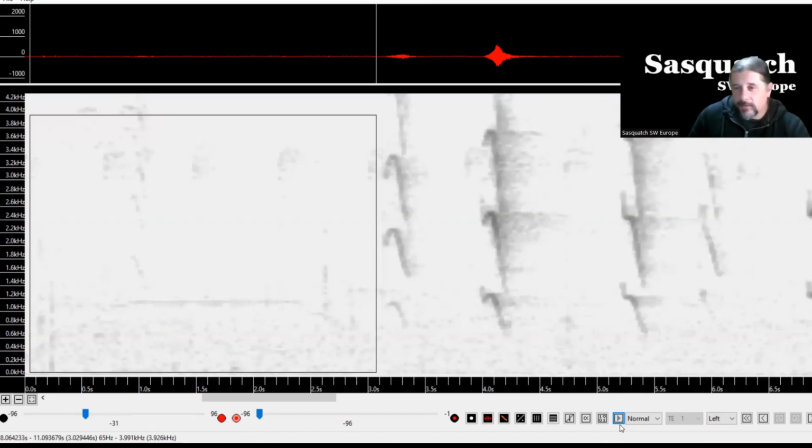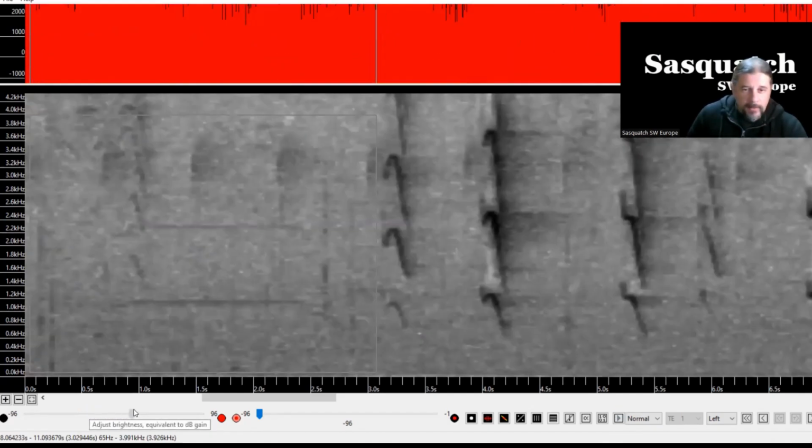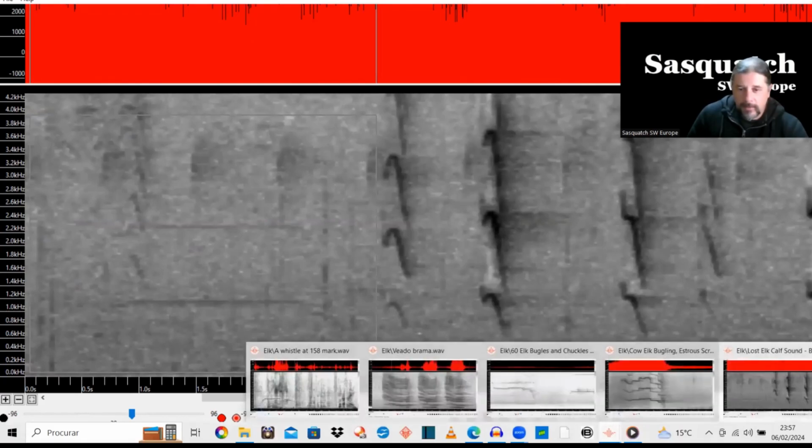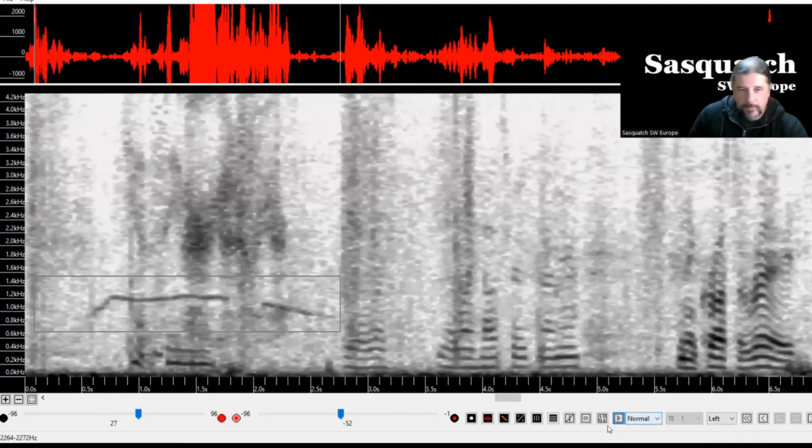So for the whistle on Carrie's audio to perform like this, it would have to be mute also, or almost like that, and it is not. So I'm going to put the gain again for you guys to listen, and I'm going to show you guys Carrie's whistle again.